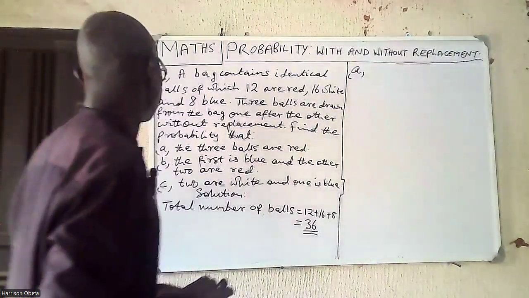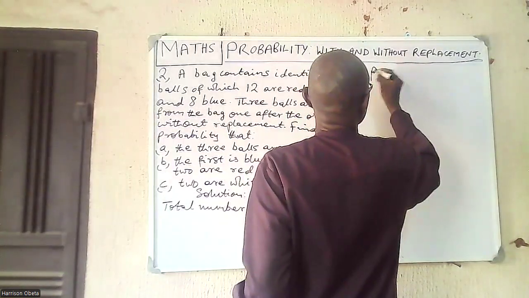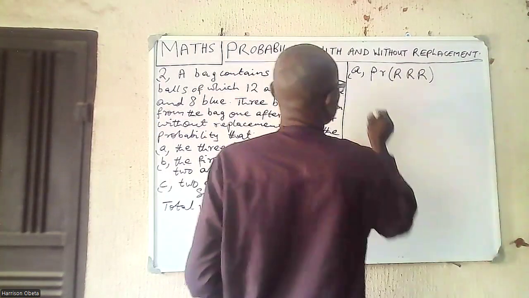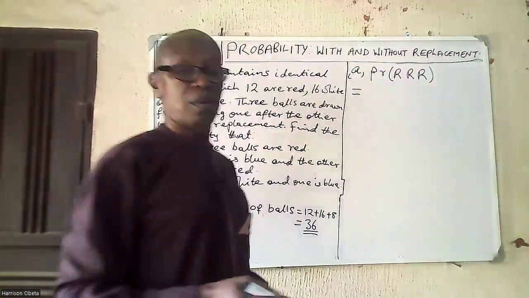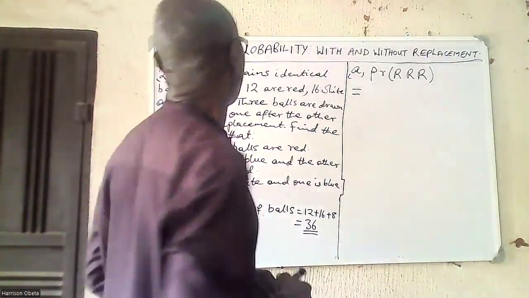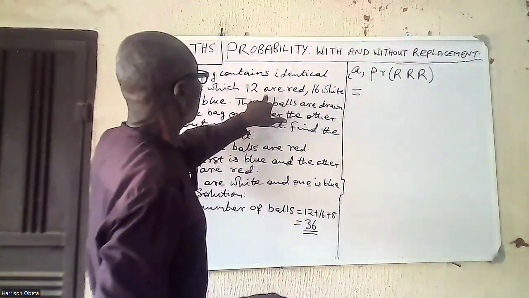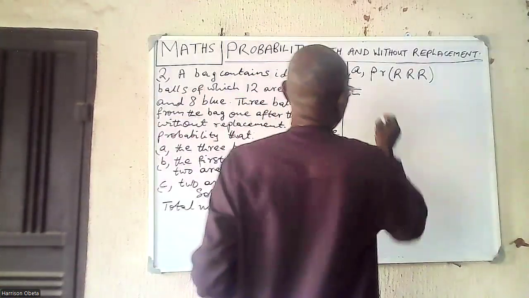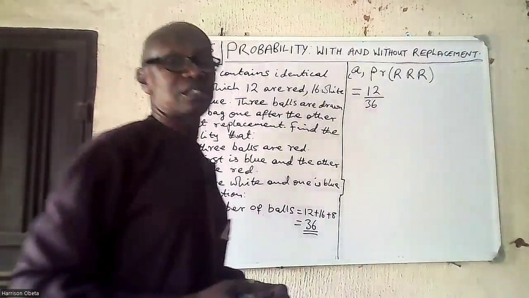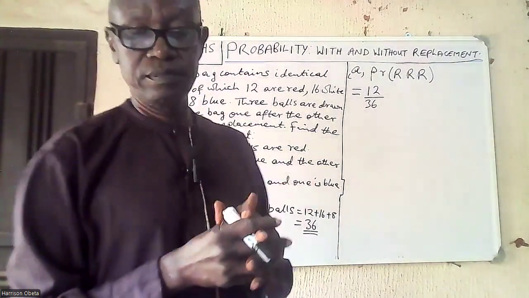We have to find the probability that the 3 balls are red. So we are looking for the probability of picking red, red, red. And that is the probability of picking the first red ball. You check the total number of red balls all over the total number of balls. So the red balls, we have 12. And that means we have the first one, 12 over 36.